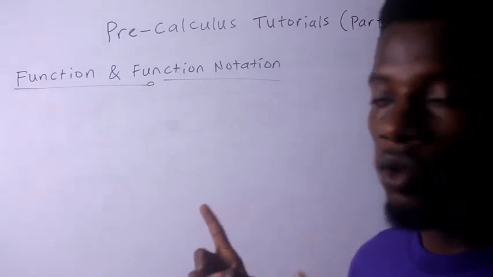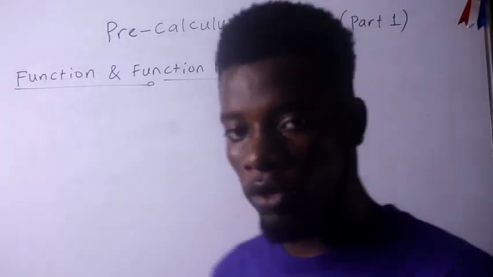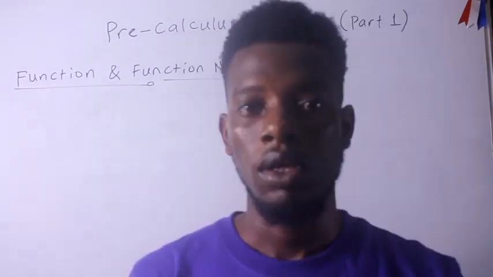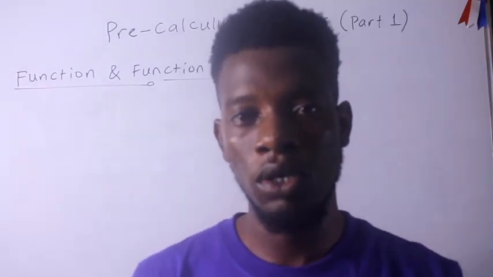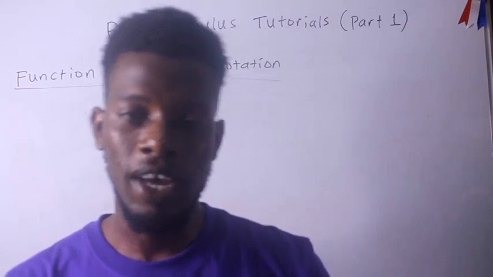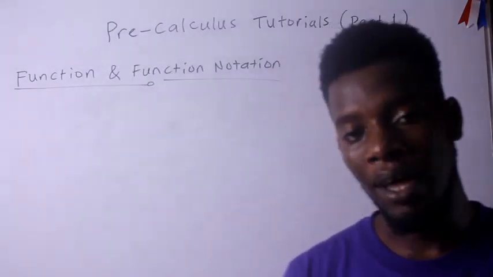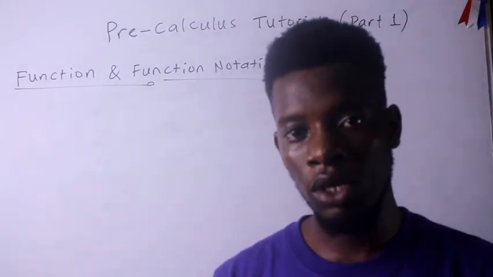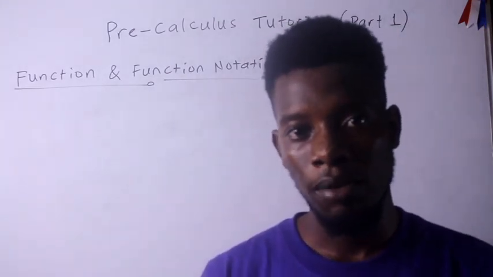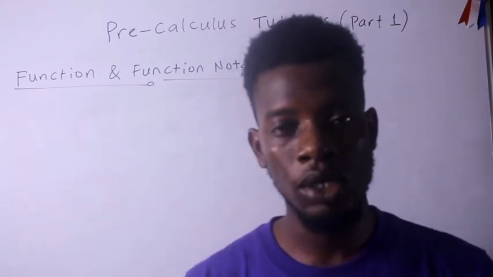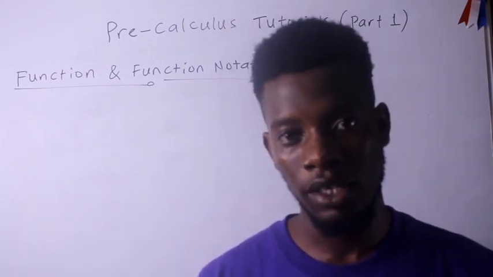We are going to be teaching you functions and function notation in this video, and let's quickly jump right into it. Before defining function, we will want to define a general term called a relation. By definition, a relation is a correspondence between two sets, or we can define a relation as an ordered pair.